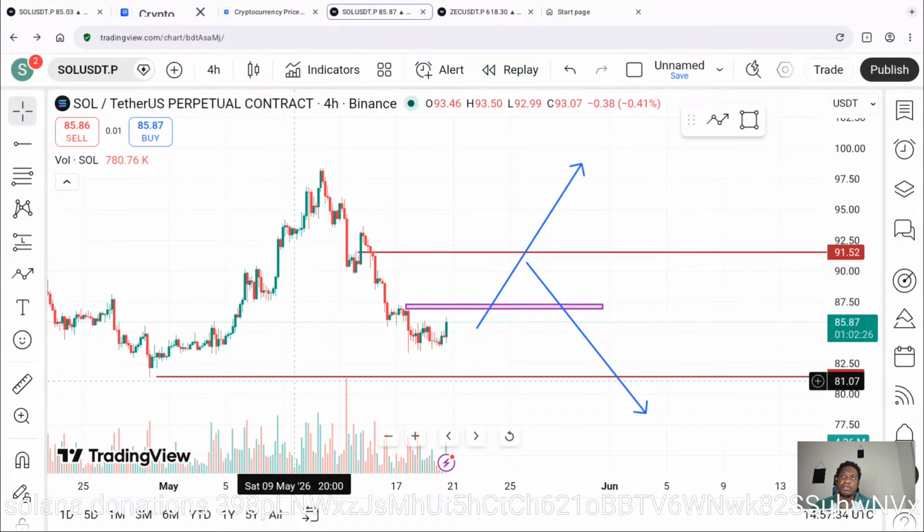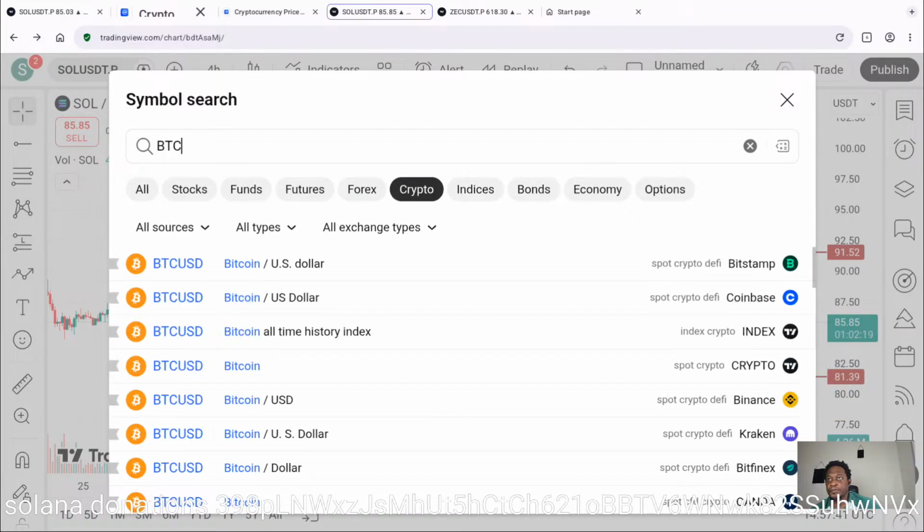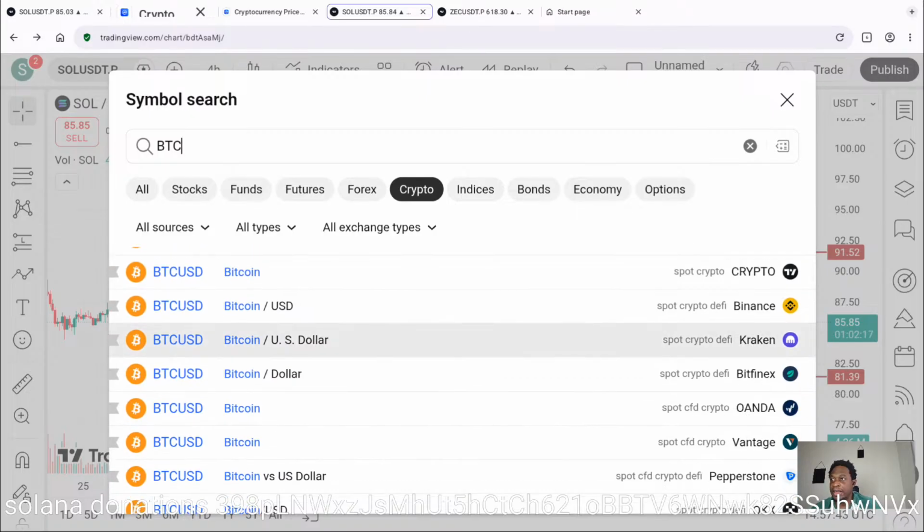So we'll keep an eye on Solana. Let's see what Granddaddy is doing, BTC. Let's see what the Granddaddy of all is doing.